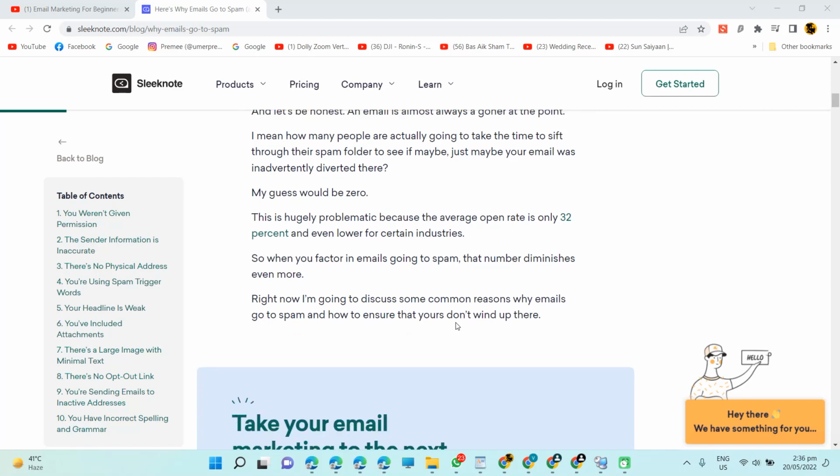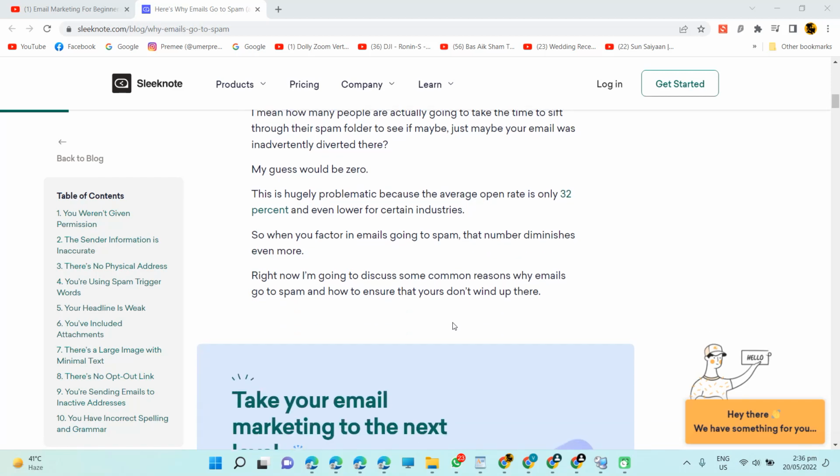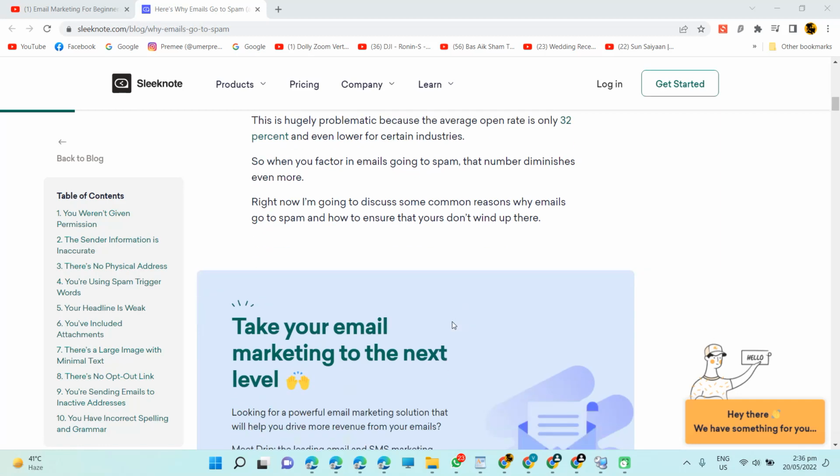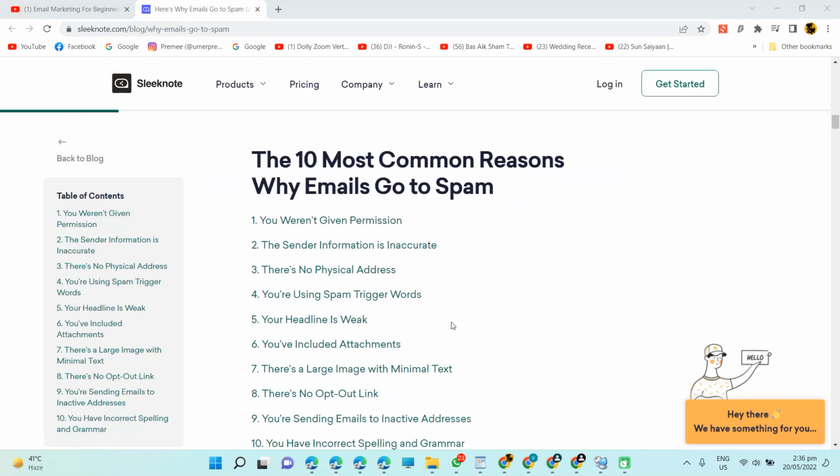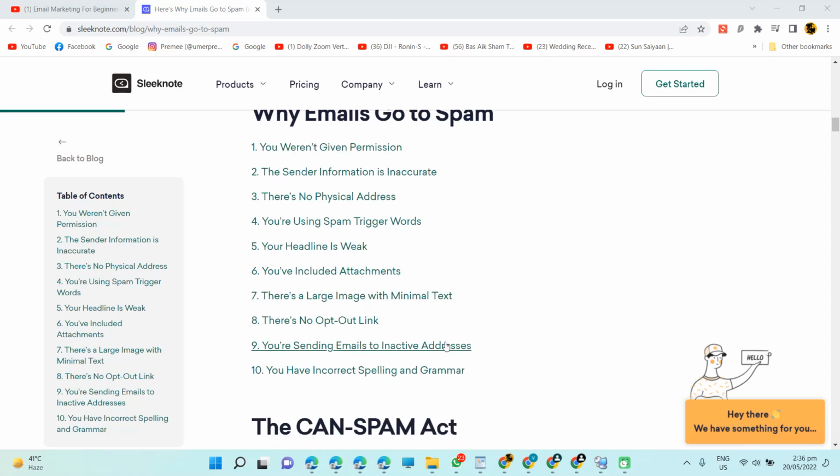Right now, I am going to discuss some common reasons why email goes to spam and how to ensure that you don't wind up there. The most common reasons email goes to spam: First, you were not given permission. The sender information is incorrect. There is no physical address. You are using spam trigger words. Your headline is weak. You include attachments. There is a large image with minimal text. There's no opt-out link. You are sending email to a negative address. You have incorrect spelling and grammar.